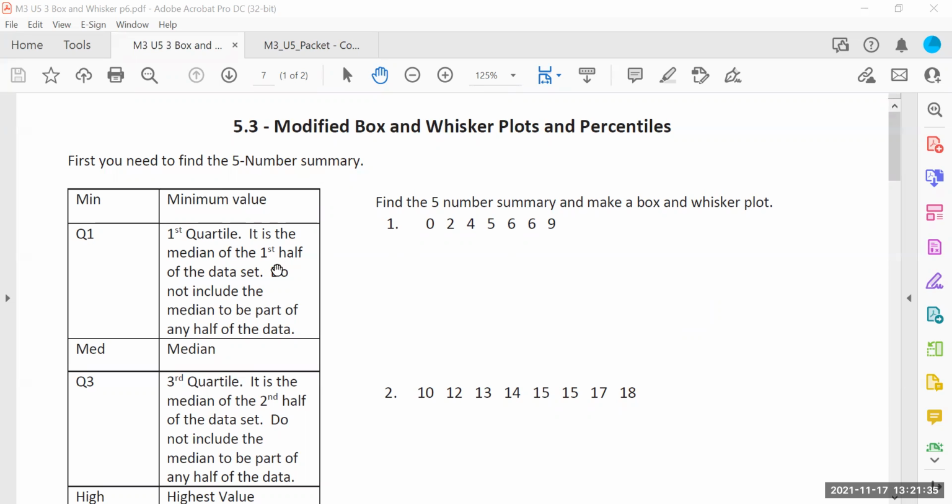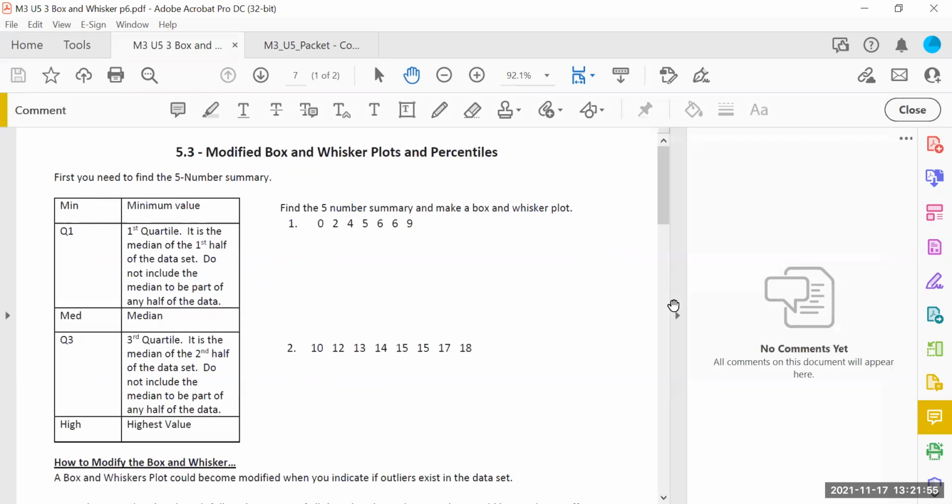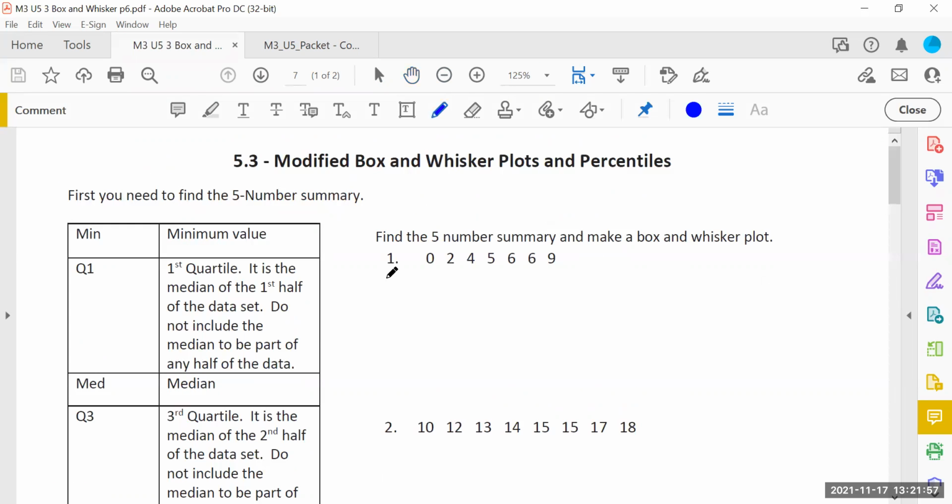For the first step, anytime you find a box and whisker plot, you're going to find 5 numbers. We're going to call it a 5-number summary. You have to find that first before you make the box and whisker plot. So right now we've got a set of numbers, and we're going to find 5 important numbers out of that. The first one is the minimum, the smallest number. So in this case, 0. That's my minimum.